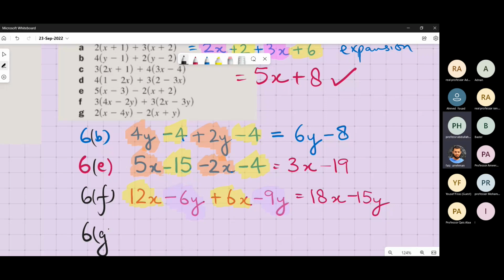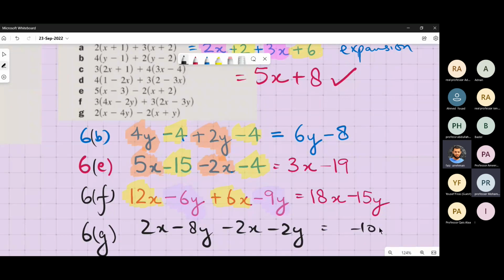The answer will be 2x minus 8y. Mister, no, please. Minus 2y. You guys are taking so much time. The answer will be minus 10y. I'm sorry, Mister. Why, Mister? Now check. Did I make a mistake in my solution or not? You guys can pick the mistake in my solution. Let me see, I solved half of it.